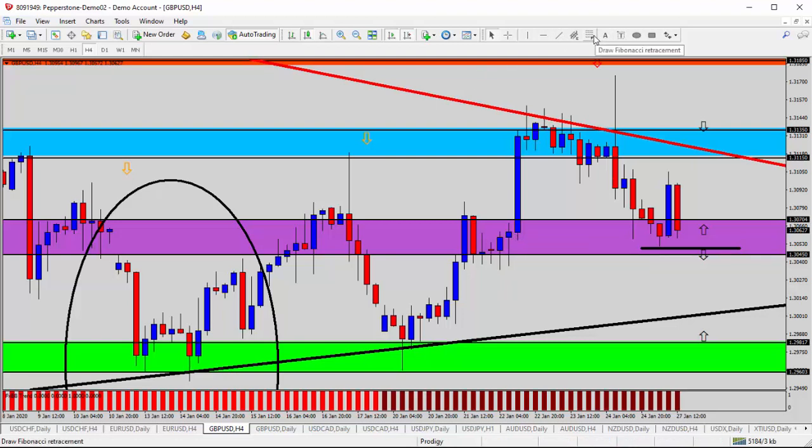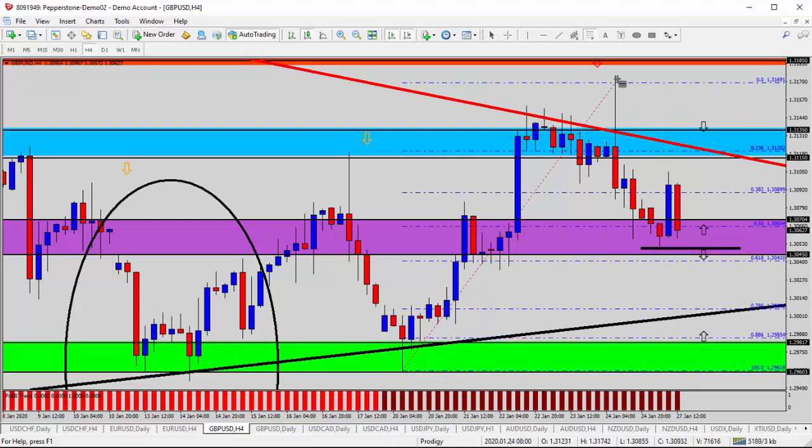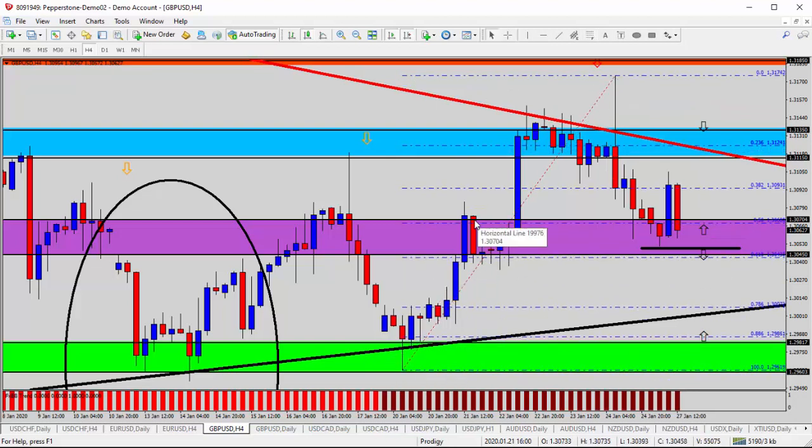One last thing before we wrap this up, Fibonacci. Let's take Fibonacci from the last low here at the green zone to the spike high, just as an interesting point. The 61.8 Fibonacci retracement level lives right here at the 1.3045 area. So again, a break of that 61.8 Fibonacci of that trend range would likely look for it back down here towards the black trend line and the green shaded area.